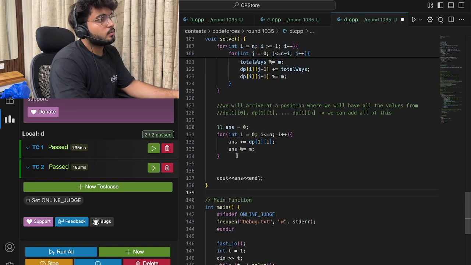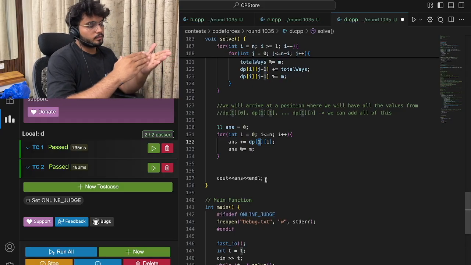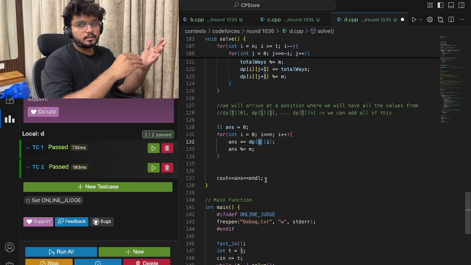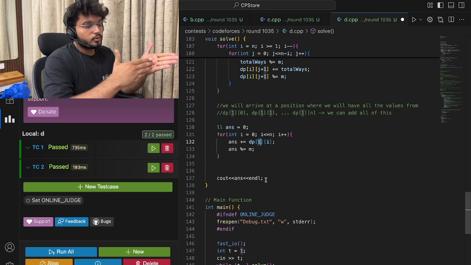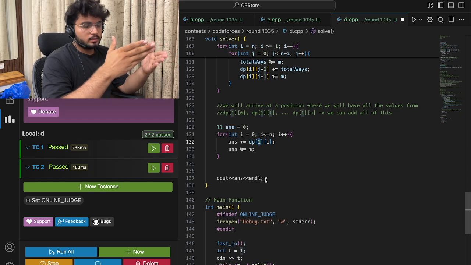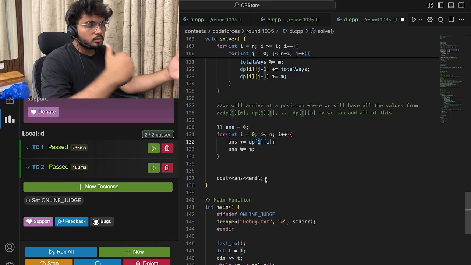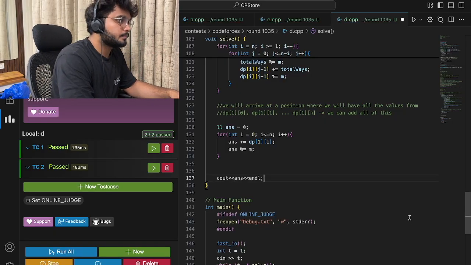And at last we'll add all of these values: dp[1][0], dp[1][1], dp[1][2], dp[1][3], till dp[1][n], which means the total number of ways of removing 0 elements from 1 to n, 1 element from 1 to n, 2 elements from 1 to n, and so on. And this will give us our final answer.